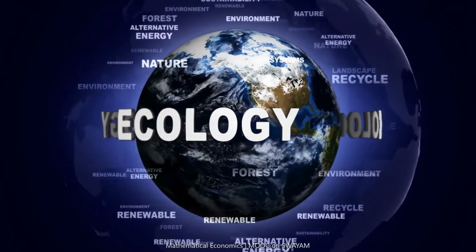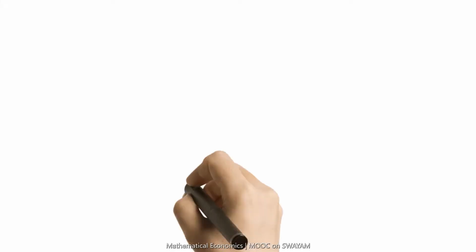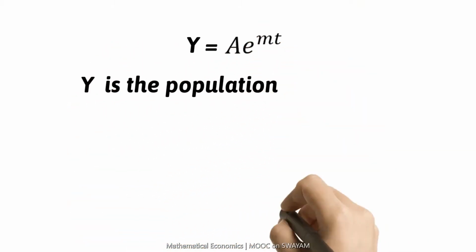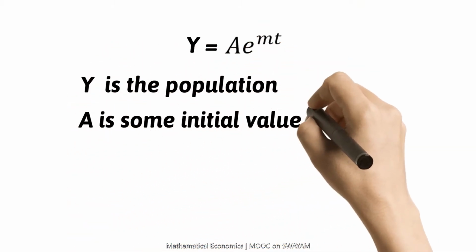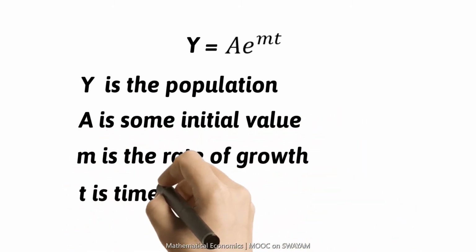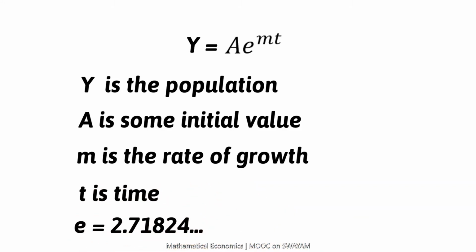Let us assume an exponential growth function. Y is the population, A is an arbitrary constant or some initial value, M is the growth rate, T is the time, and E is equal to 2.71824.